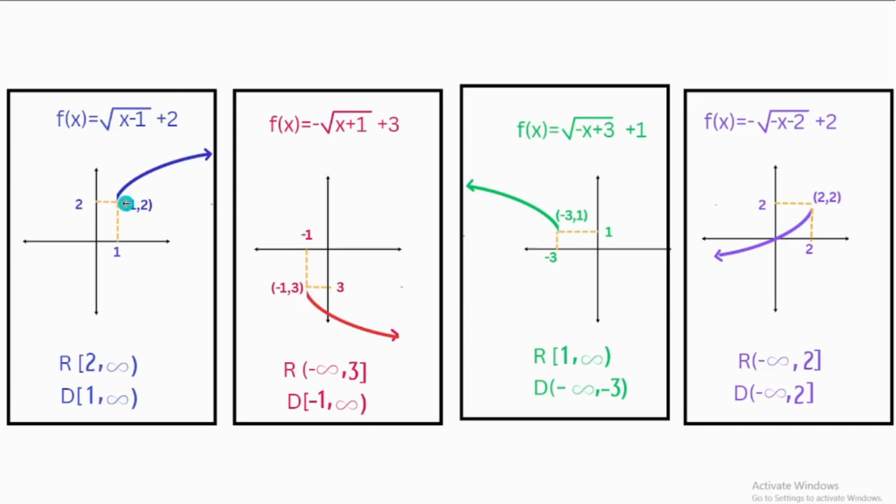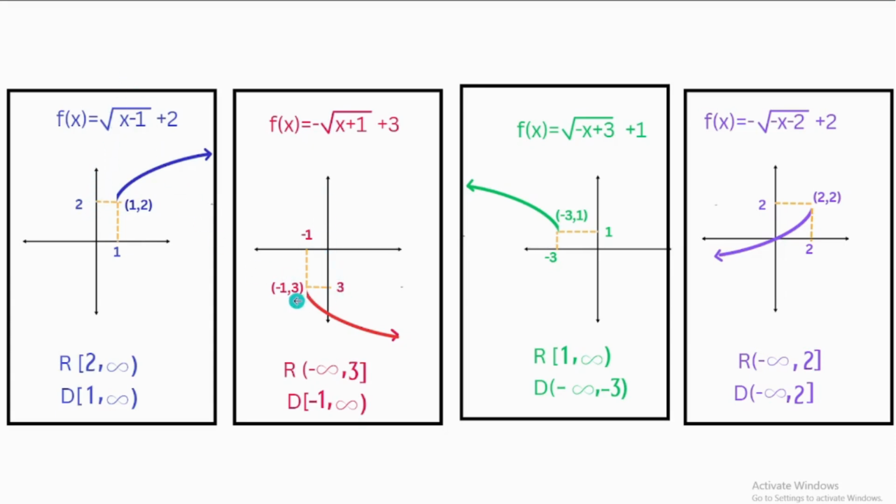This is a starting point, so the domain will change and the range will change. As we talk about the domain, we are talking about the x-axis, so we will start with 1 closed and go to infinite. And if we are talking about the range, we will start with 2 and go to infinite.